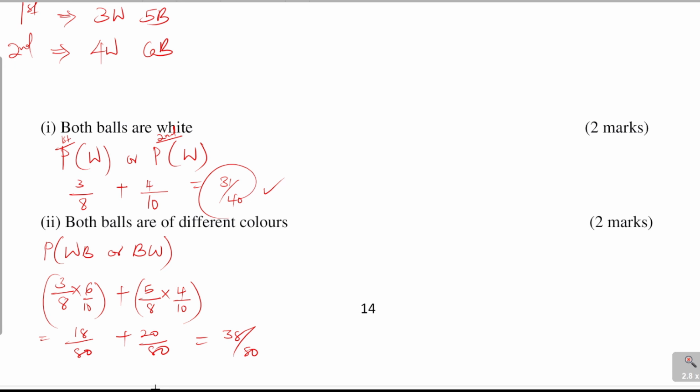38 divided by 80. And you can simplify this. If you simplify that, 38 divided by 80, that one will give 19 divided by 40. That is a simplified form. So that is how you're supposed to do that.